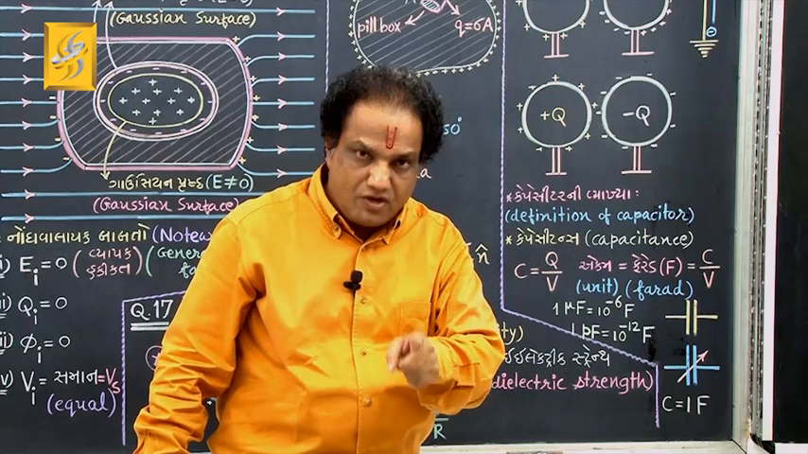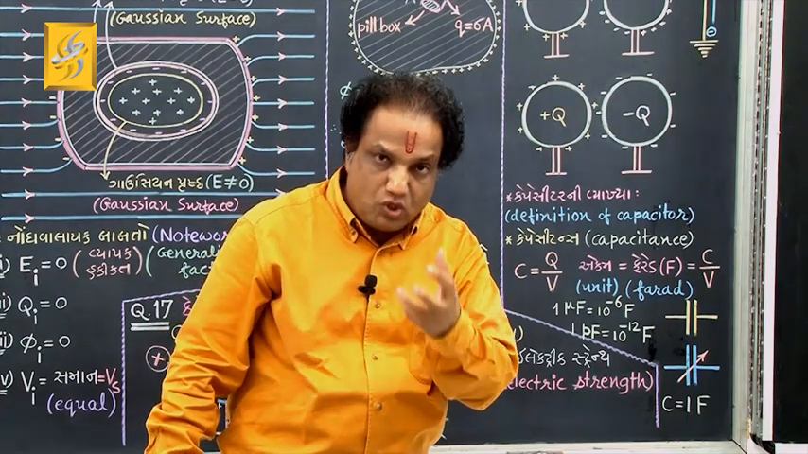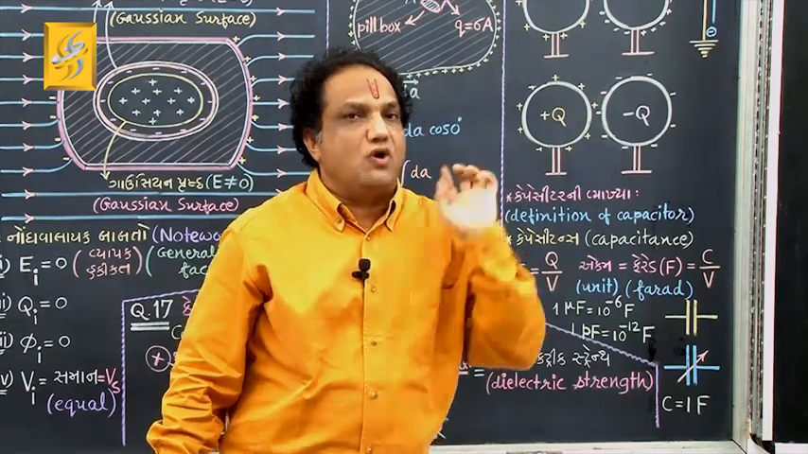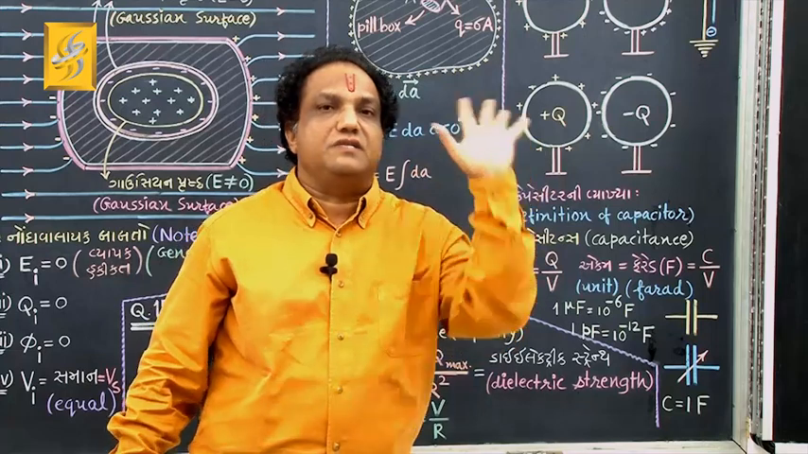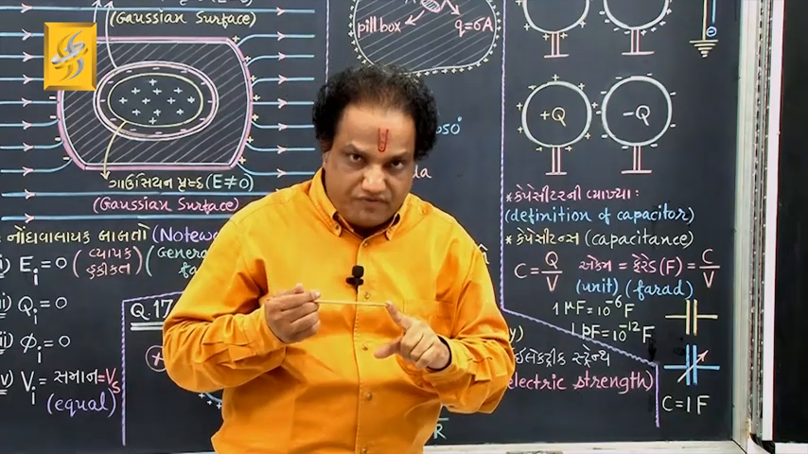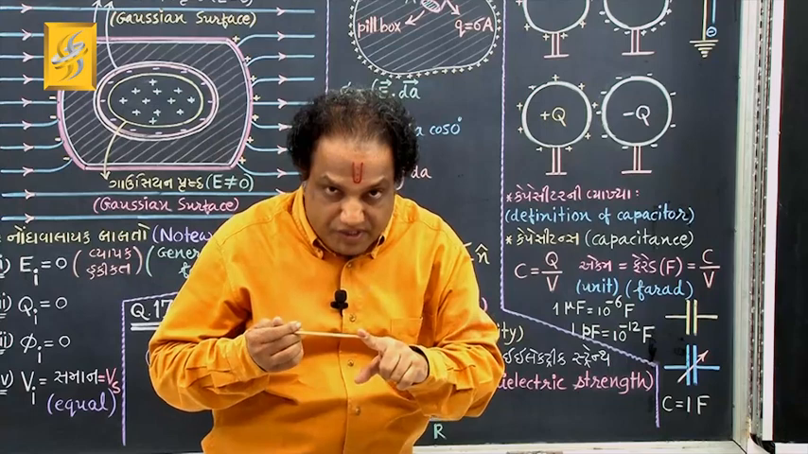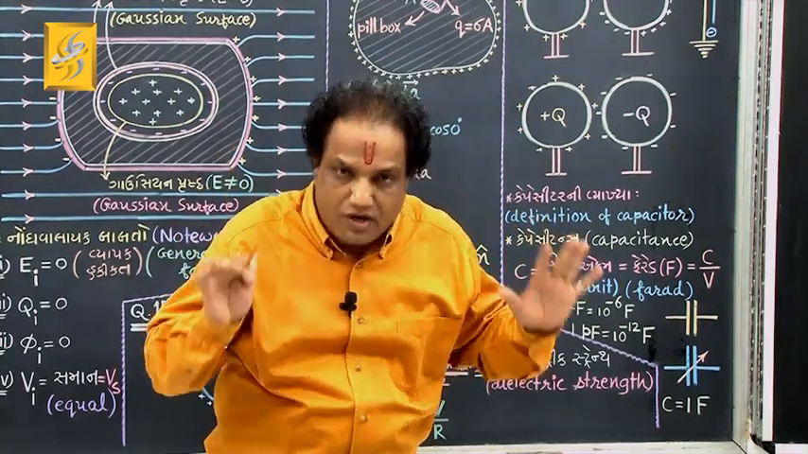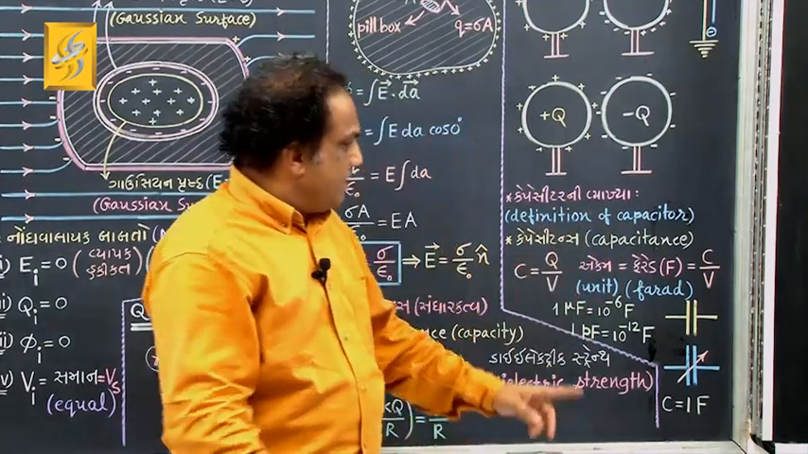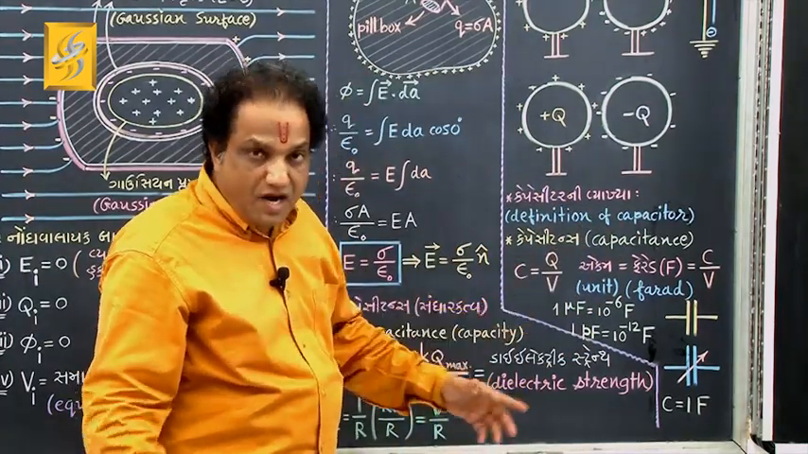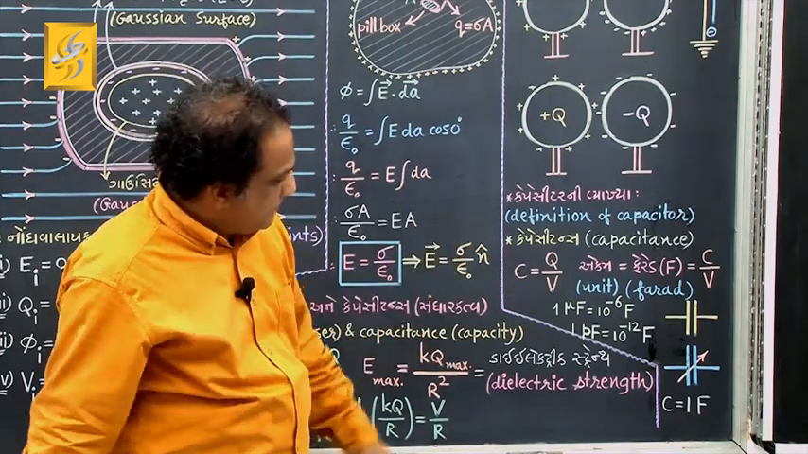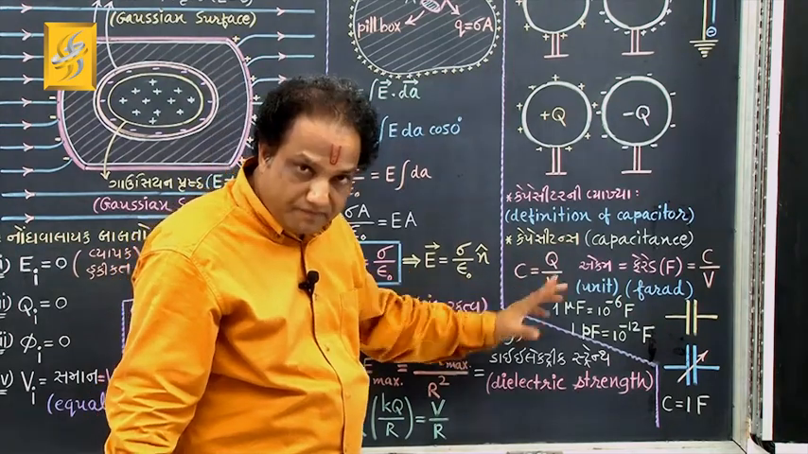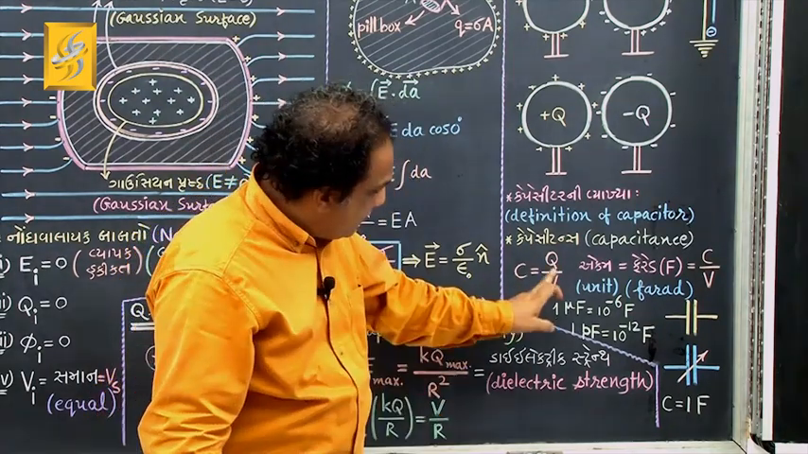The ability of a given capacitor to store electric charge is measured by one physical quantity called capacitance, and it is shown by the symbol capital C. How do we define it? Very simple. We define it by the ratio Q over V. Q over V. What is Q?